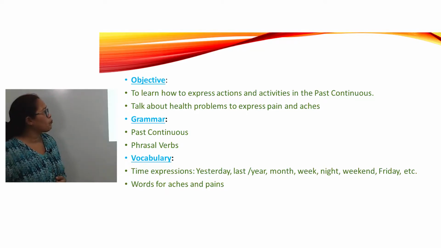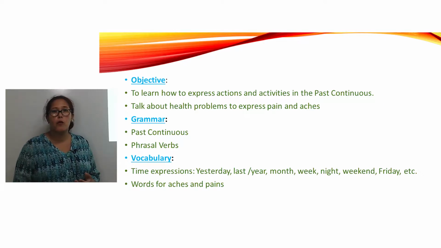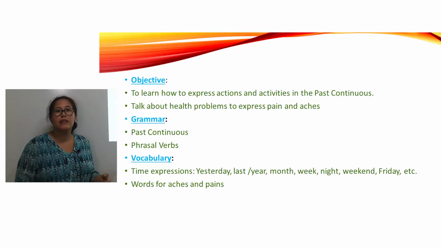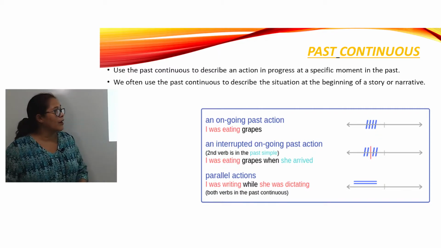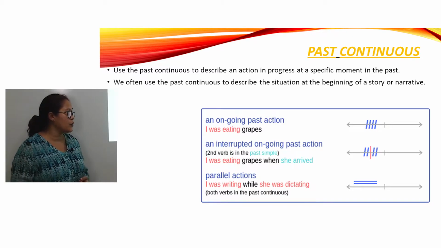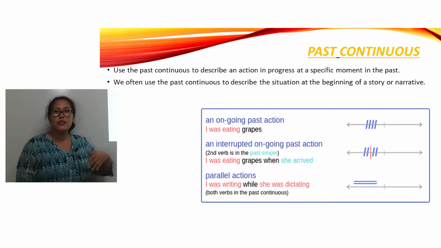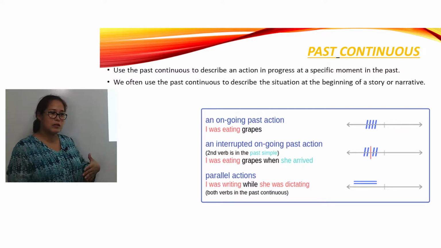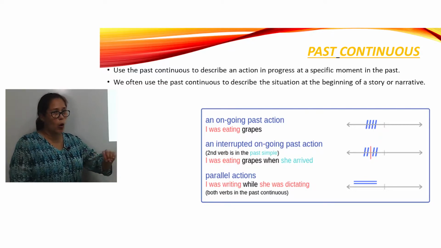So this is part of the vocabulary that we're going to use, mainly time expressions for past activities or past actions. So we're going to start with the past continuous. Use the past continuous to describe an action in progress in the past. For example, an ongoing past action. I was eating grapes. So as you can see here, we have an action that was happening in the past, something that was occurring at a certain moment, something that was ongoing.